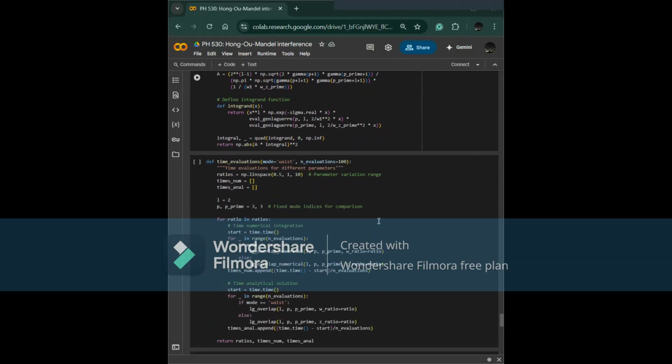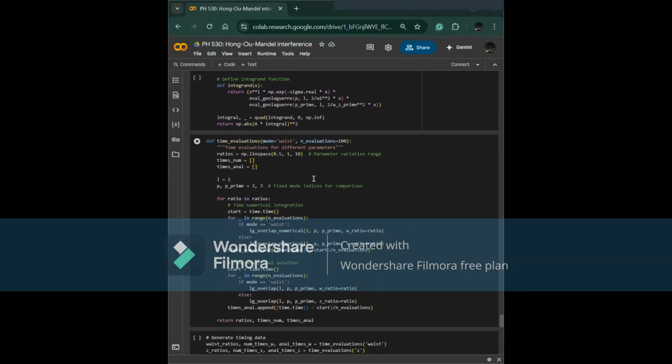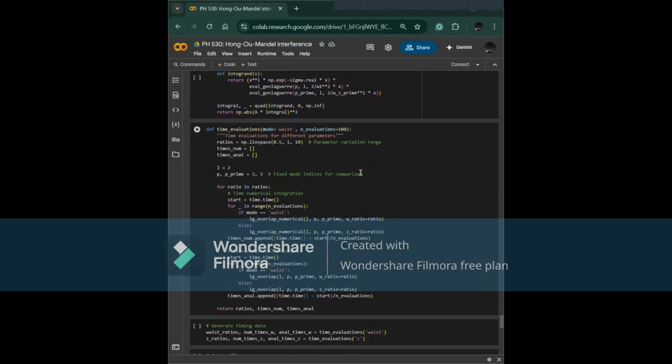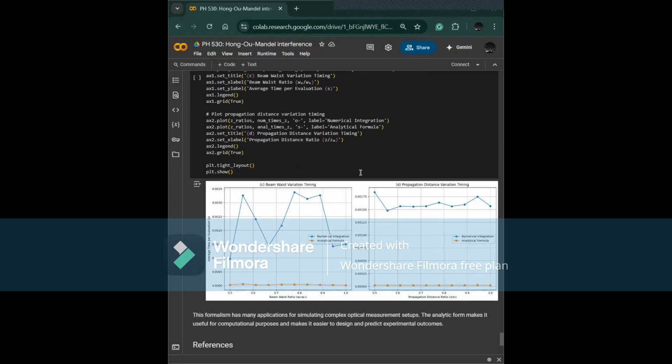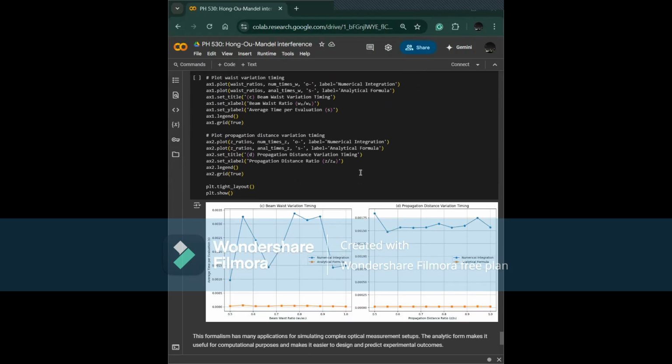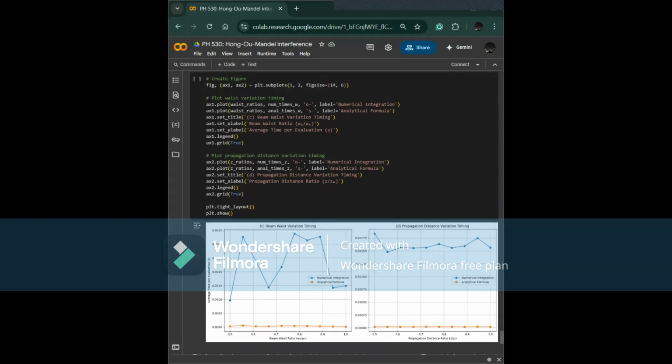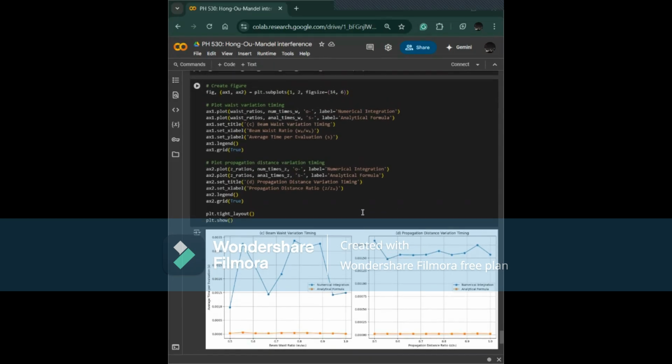Next we have timing analysis. The time evaluation function benchmarks 100 runs for varying w2 by w1 or z by z naught. The key finding is that when we plot it, we see that the analytical solution is 100 to 1000x faster than the numerical integration, and it is mainly because of the hypergeometric functions, which bypass the iterative radial integrals. So now we compare the numerical and analytical formula. Analytical methods enable real-time parameter sweeps for AI-driven quantum experiments.